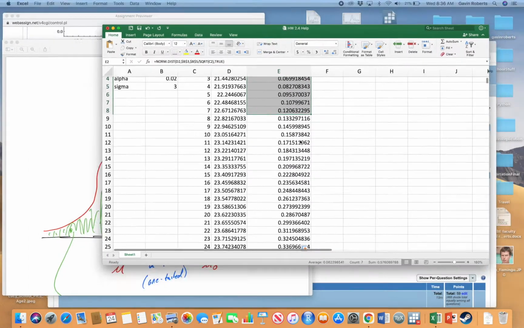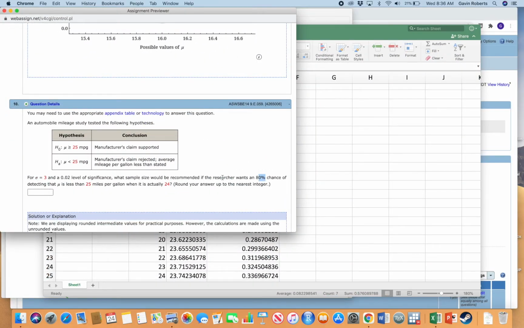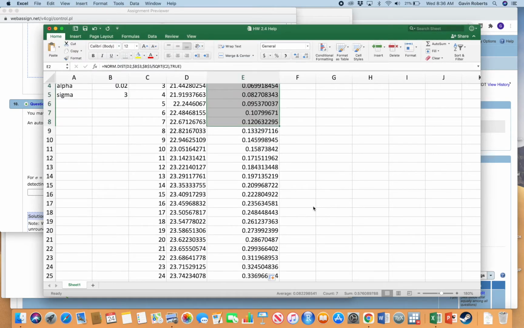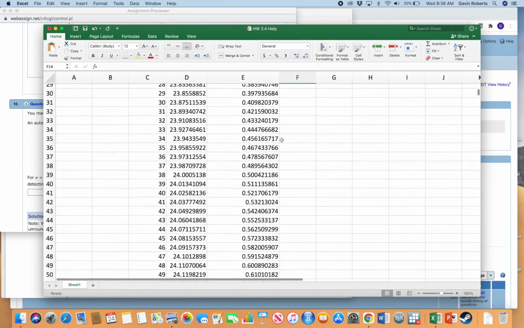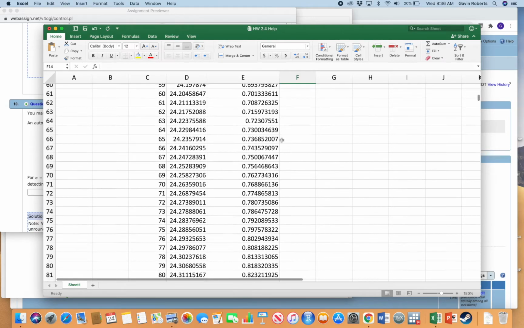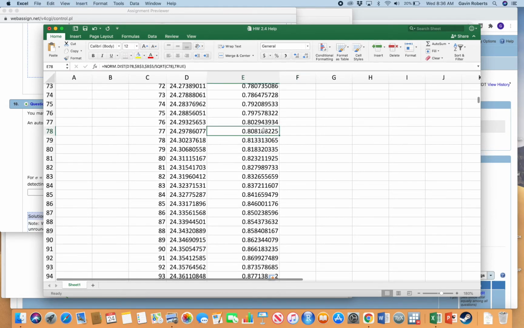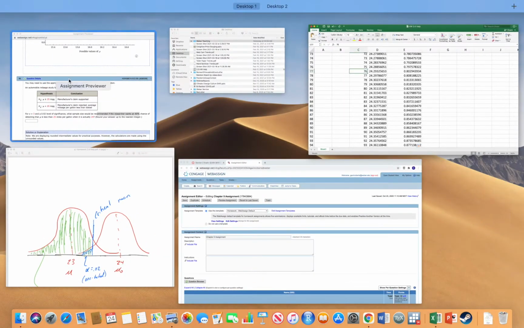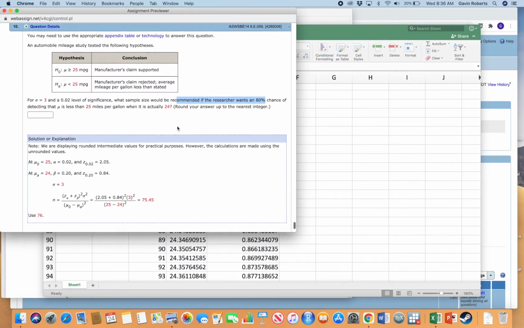Now I can just search. So this problem wants us to find the sample size recommended if the researcher wants an 80% chance of rejecting the false null. So we can just start scrolling down here. And then we see that 80% occurs. We jump from 79.7 to 80.3-ish right here. So that means to achieve at least 80%, we want this 76 sample size, okay? So let's check that out.